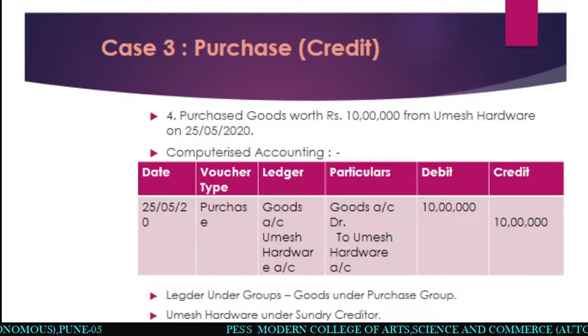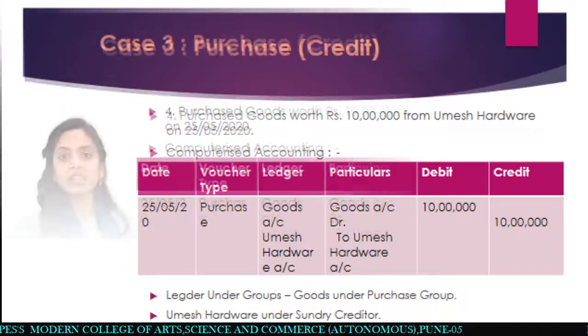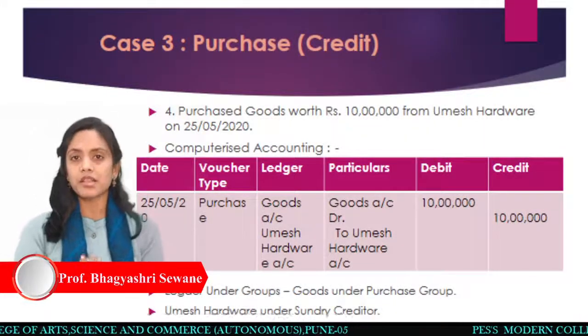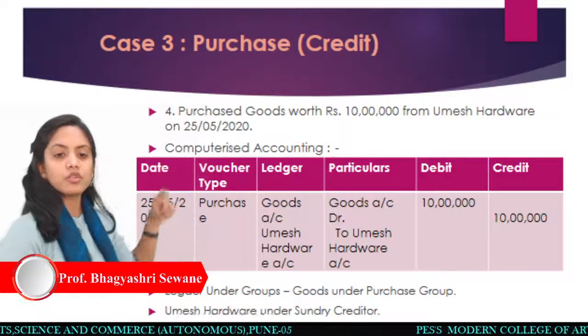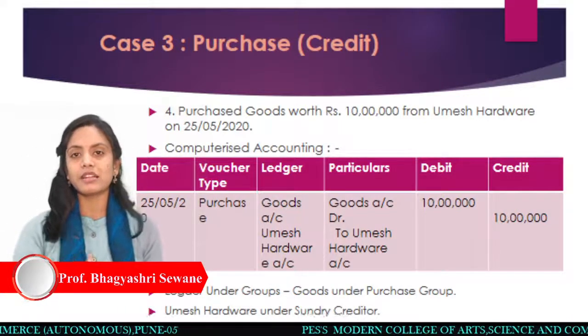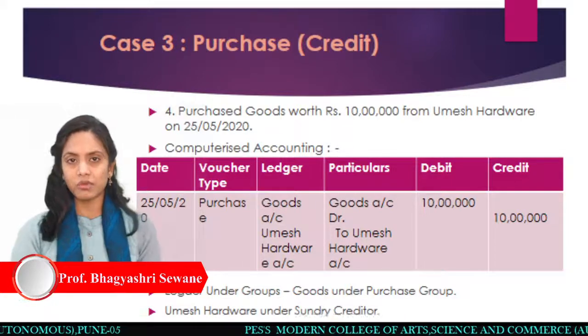So what will be the entry over here? It means that it is a credit purchase. Okay, it is a credit purchase. So whatever the entry will be in manual accounting, the same entry will be in computerized accounting. That's why I haven't created the two boxes over here, because the manual entry and the computerized entry are going to be the same.